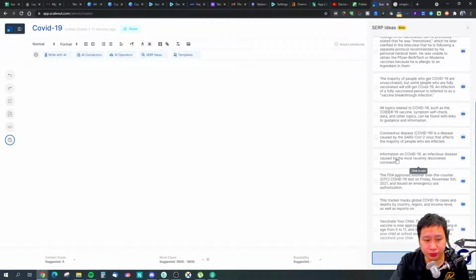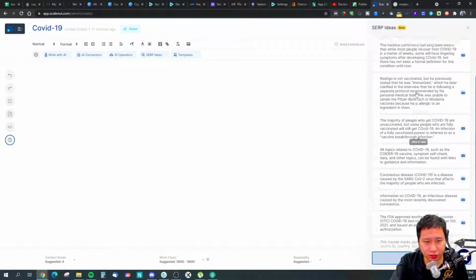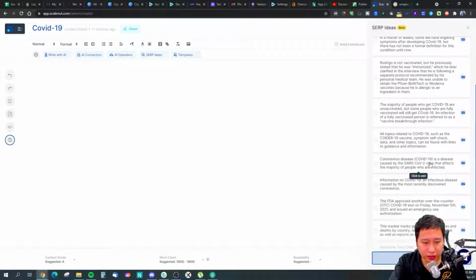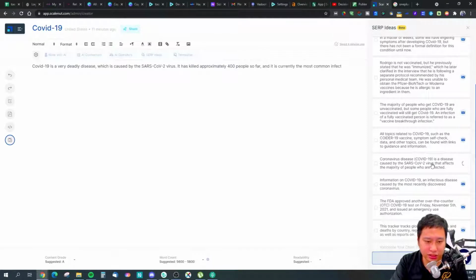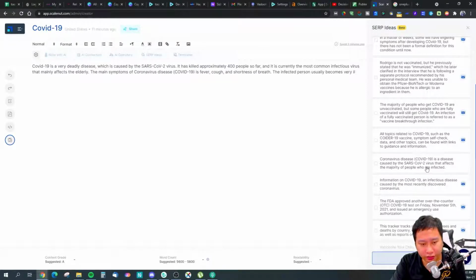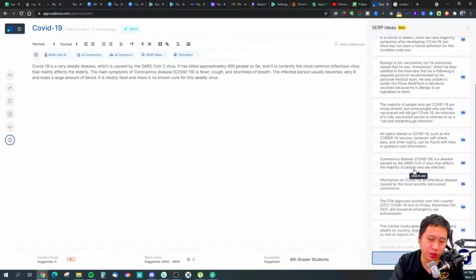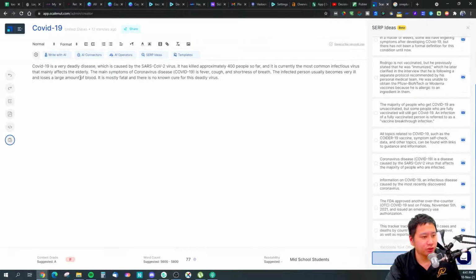So over here we're going to grab one of these and generate something from here. I'm going to click on this one here. Coronavirus disease is a disease caused by SARS-CoV-2 virus that affects the majority of people who are infected. We are pretty sure that this information is all correct because it is all from the SERP results. Then over here we have the AI generated output.